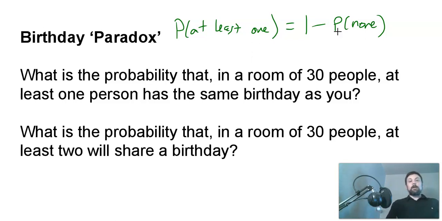Now, what is the probability that one person does not have the same birthday as you? We want to find the probability that nobody has the same birthday as you. What is the probability if I pick a person at random that they would not have the same birthday that you have? Well, there's 364 other days they could be born on that would not be the day that you were born on. So there's 364 ways for them to not have the same birthday as you out of 365.